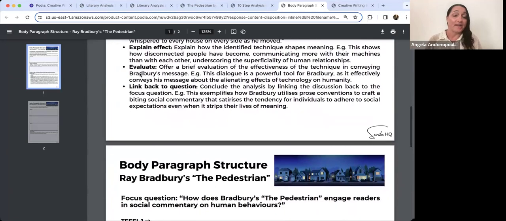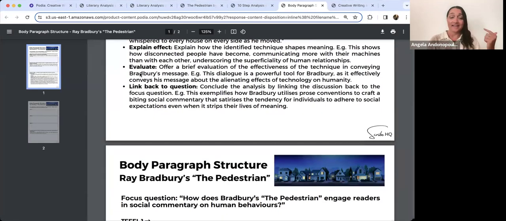You can offer some evaluation if you haven't done already, where you're making some kind of value judgment on how effective this technique or this quote is in conveying the message of the author. So, for example, this dialogue is a powerful tool for Bradbury as it powerfully conveys his message about the alienating effects of technology on humanity. If that already hasn't done enough to link back to the question and answer it, I think you already have.